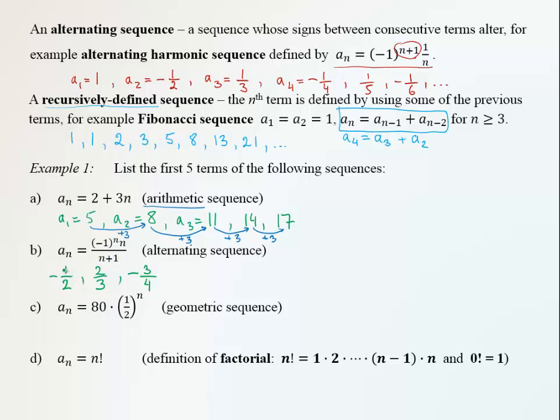So you see what's happening, the numerator is increasing by 1, and the denominator is increasing by 1, and we are changing signs. So what will be the next one?